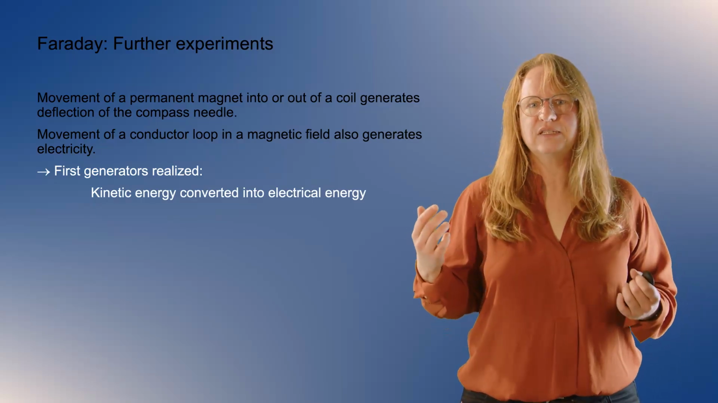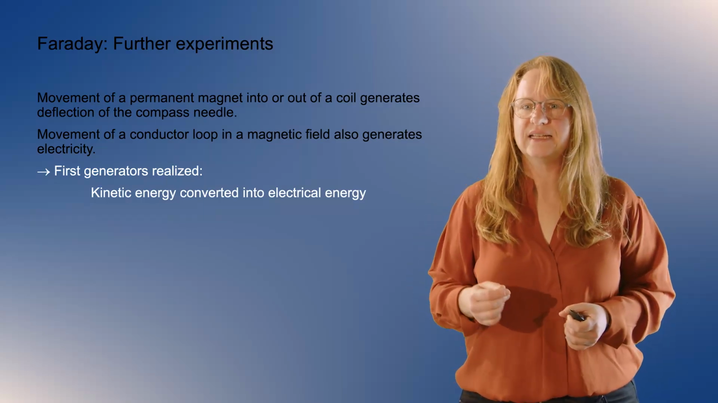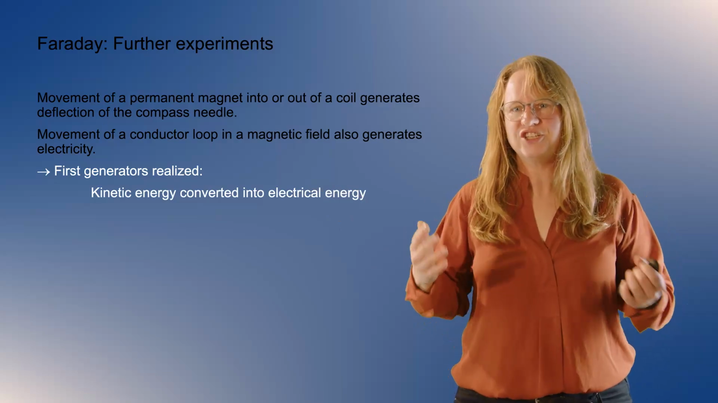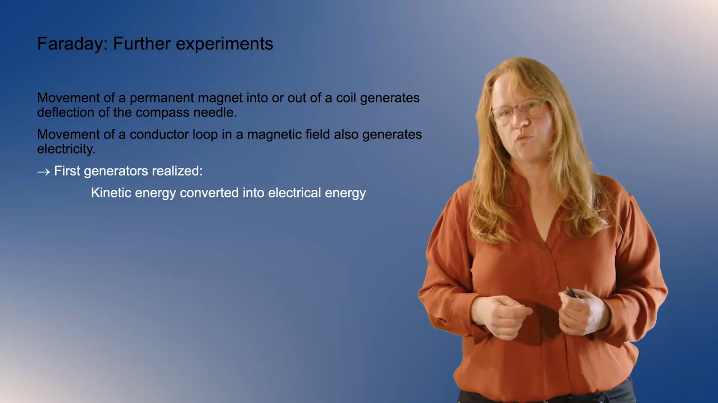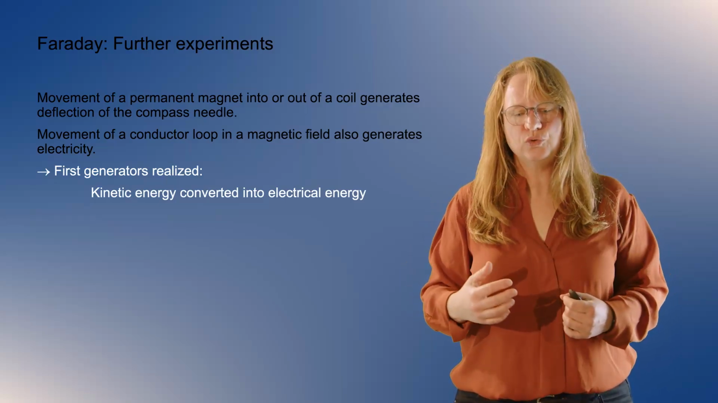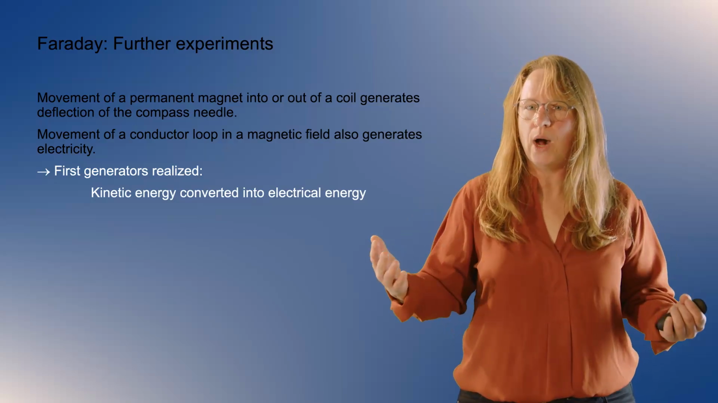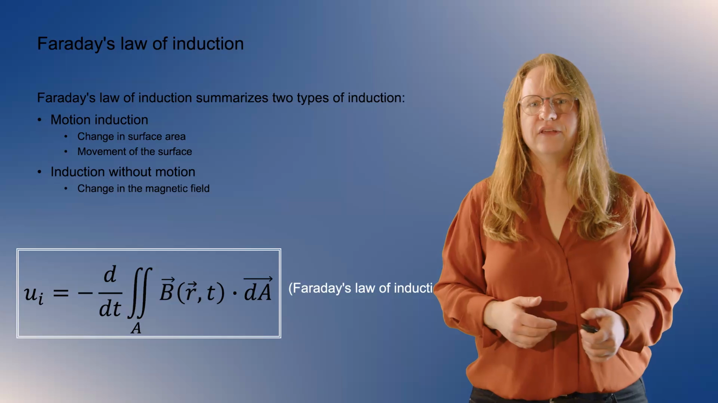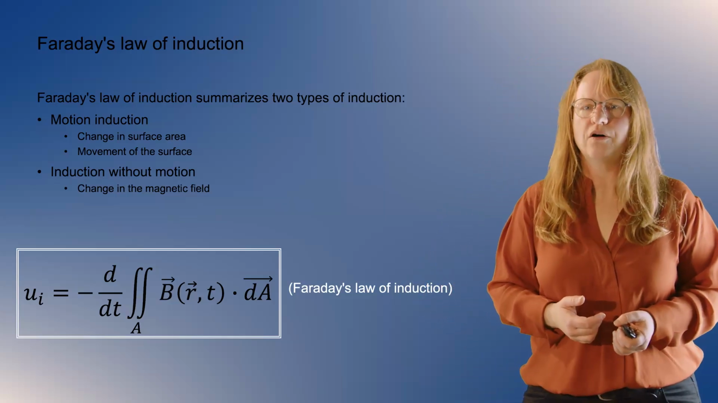So these are the first generators realized in that sense. We can have rotating, we can have moving apparatus where we change the magnetic field through a coil, and therefore a voltage or a current is induced, and we get electrical energy that can be used to power applications. And this was all then summarized in Faraday's law of induction.